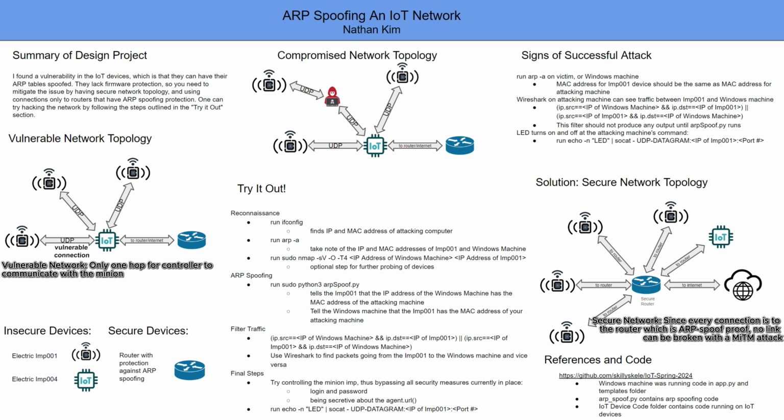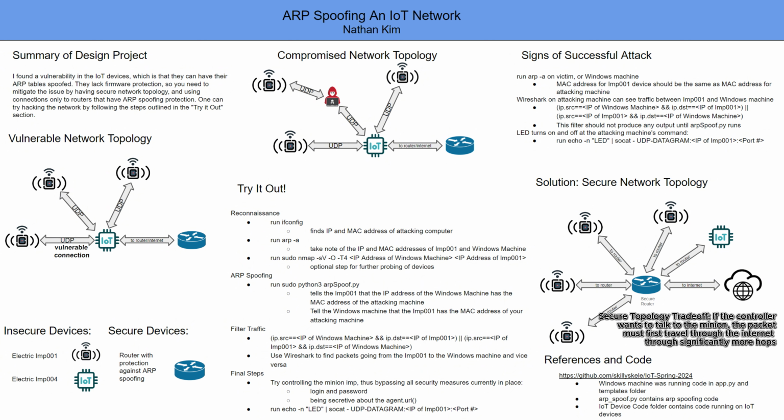So that way a man-in-the-middle attack can never be formed because at least one of the two devices in a connection is secure. So the link between them can't really be hacked or broken. However, the disadvantage is that it now takes longer for packets to travel from the controller to the minion. It used to be just one hop, but now that packet has got to travel through the entire internet. However, this is a neat solution using network topology.